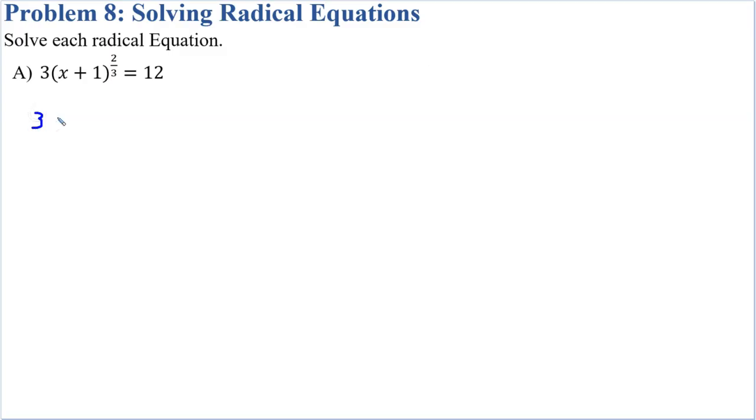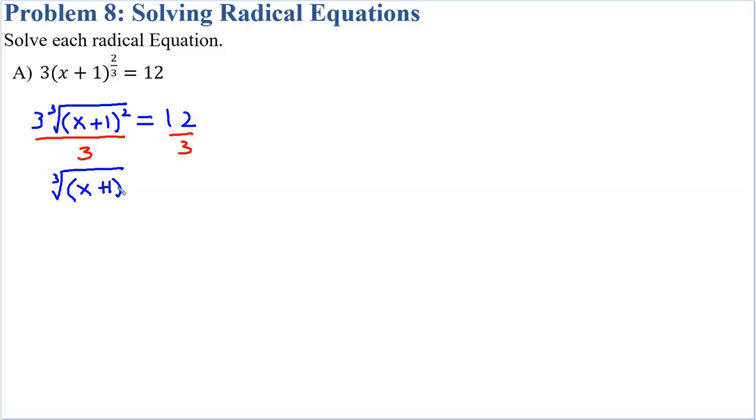So we'll rewrite this as 3 times, since the 3 is on the bottom here, a third root of x plus 1. Numerator of that rational exponent is the power raising it, squared, is equal to 12. Now solving this guy, once again what we'll do is we'll isolate the radical. I've got to divide both sides by 3. That's going to give me the third root of the x plus 1 squared is equal to a 4.